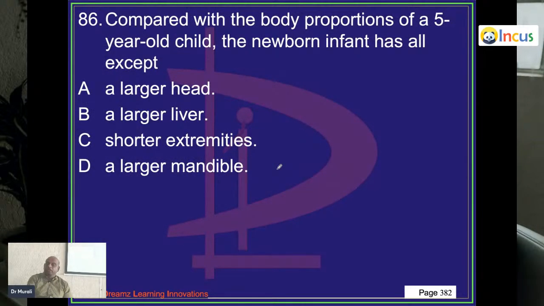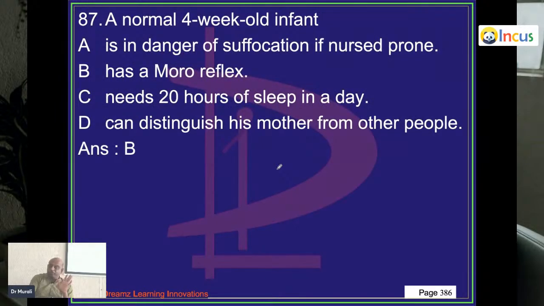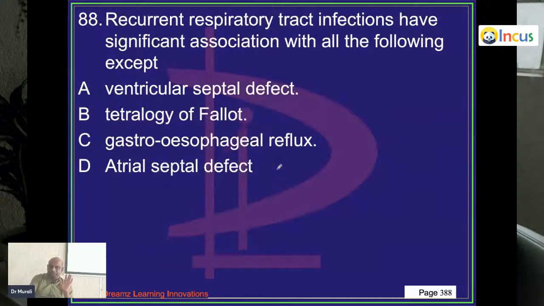Newborn infant will have a large head, large liver, shorter extremities, right? Body proportions. Then normal 4-week-old infant has a Moro reflex. Recurrent respiratory infections is a feature of VSD, ASD, any GE reflux. But what do you have in tetralogy of Fallot?